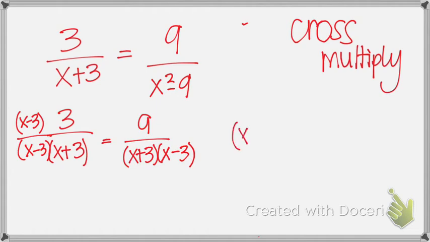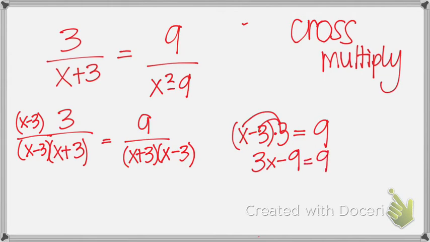So the top is x minus 3 times 3 equals 9. So, x times 3 is 3x. Negative 3 times positive 3 is negative 9, equals 9. All right, I got a two-step equation. What do I add over? Add the 9 over. 9 plus 9 is 3x equals 18. What do I do? Divide by 3, and x equals 6.